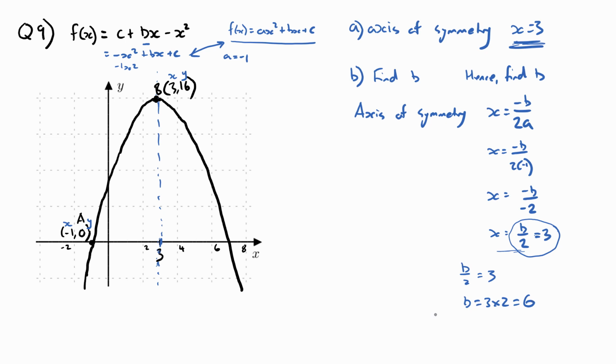And I'm just going to go ahead and write out my function here, adding this information in. So it's going to be minus x squared plus 6x plus c. But that's not really required. This here is the answer. And that is the answer to part B, question 9.